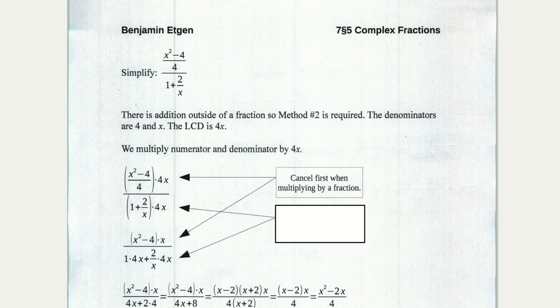Now, that does not work in the denominator. And it doesn't work for the obvious reason that the denominator is not a fraction. The denominator is a sum. So in the denominator, when you're multiplying by more than one term, you have to distribute first. That means the 4x is going to have to be multiplied by the 1 and the 2 over x. So notice that in the next step, we've got the 4x being multiplied by 1 and the 4x being multiplied by 2 over x. So both of those terms got multiplied. We couldn't cancel yet because we were multiplying by a sum or a difference.